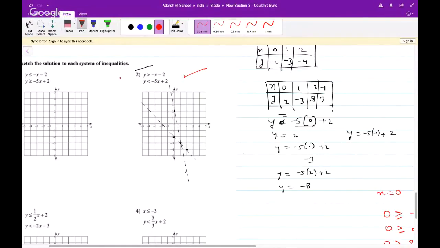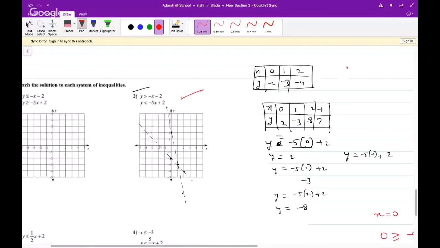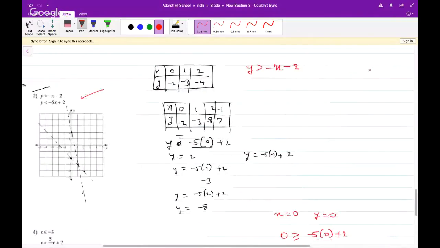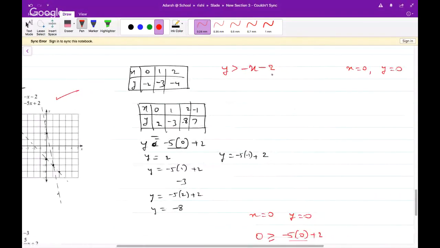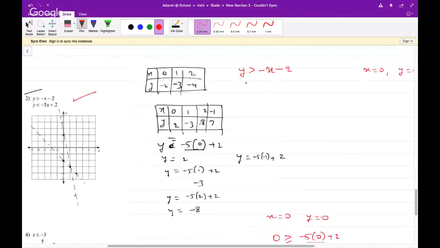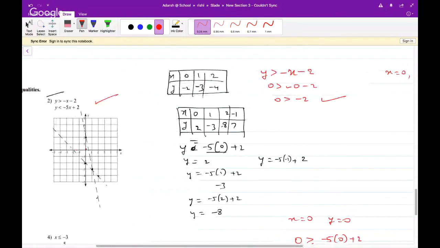Now which is the required region for the first line? First line was this one. So what is the question? y is greater than minus x minus 2. So I have to take x as 0 and y as 0 and see. So x is 0, y is 0. So 0 greater than minus 0 minus 2, greater than minus 2. Is it true? Yes. So this region for this line is the required region.